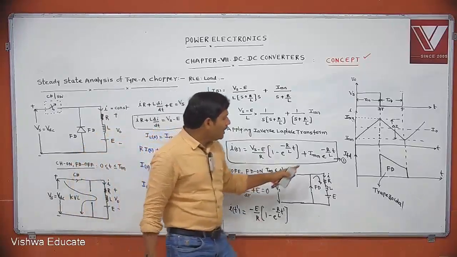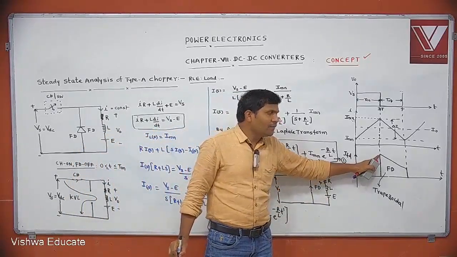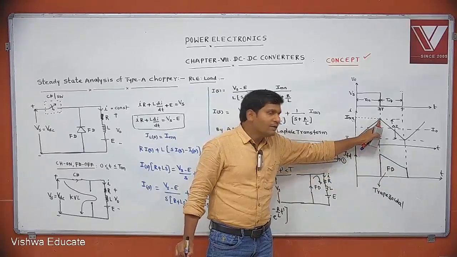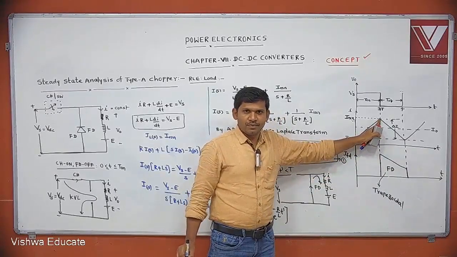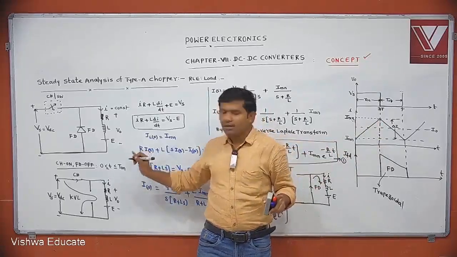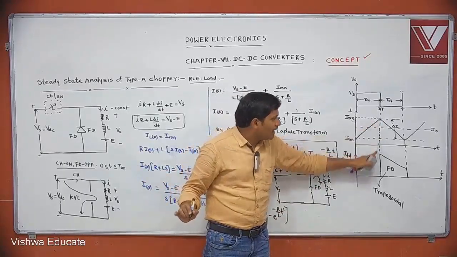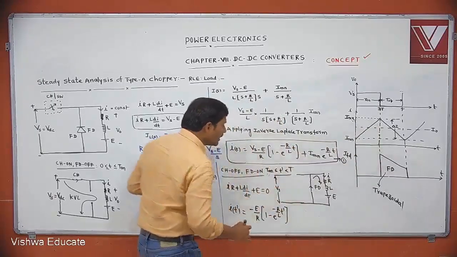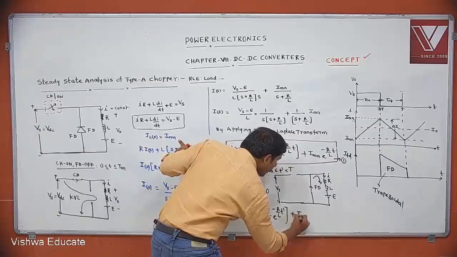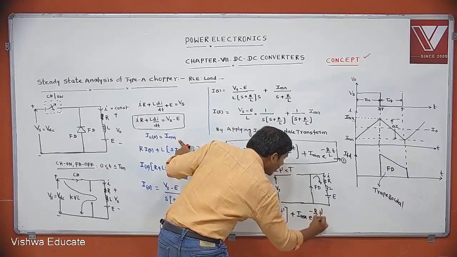But if the freewheeling diode is conducting, what is the initial current? The freewheeling diode starts from this point now, so the initial current is not the minimum. The initial current is I max. If the switch is on from this point, the initial current is I minima. The freewheeling diode is on from this state, that's why the initial current is I maxima. That's why we get I maxima into e power minus R by L into t'.